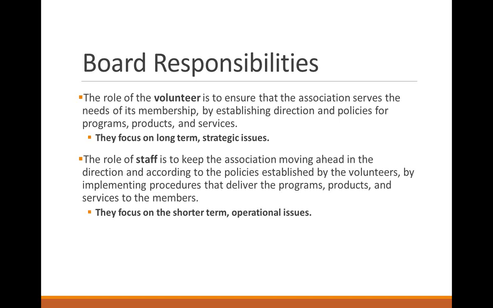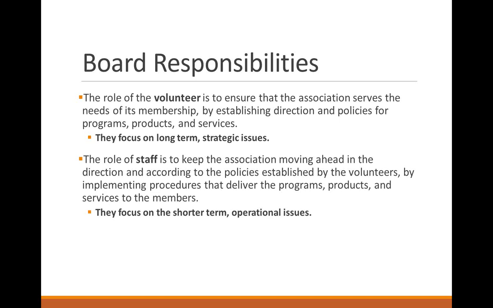So the role of a volunteer is to ensure that the association serves the needs of its membership by establishing direction and policy for programs, products, and service. They really do focus on the long-term strategic issues.